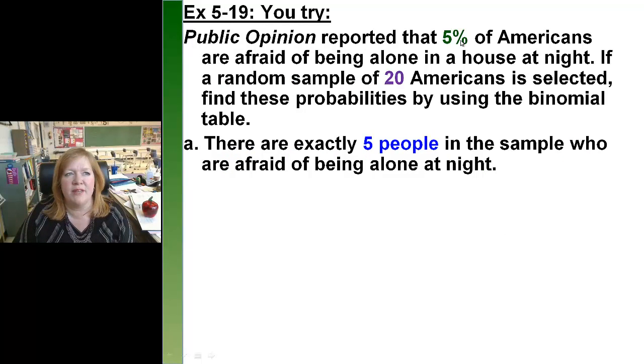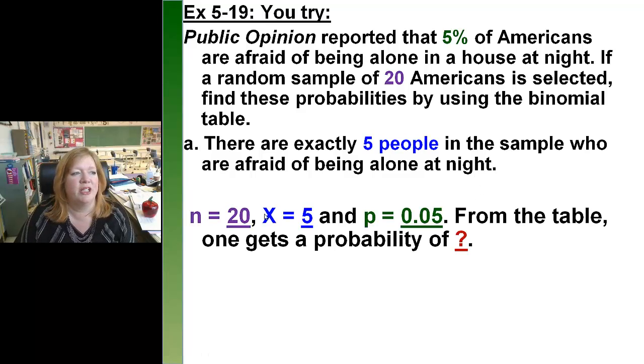Reported that 5% of Americans are afraid of being alone in a house at night. If a random sample of 20 is selected, and so on, find the probability that there are exactly 5 people in the sample who are afraid of being alone at night. Are you afraid of the dark? So here's what I know. N is 20. That's our sample. X equals 5 because that's how many we're looking for. That's our success. And probability is 0.05. So from the table, one gets a probability of... You've got to find that one. You might want to pause it and then write that in your notes real quick while you've got your book open.